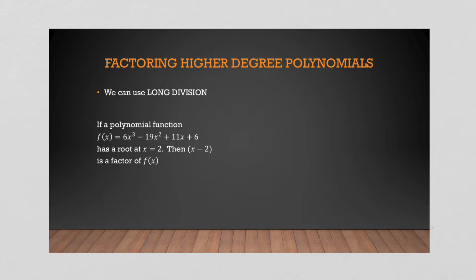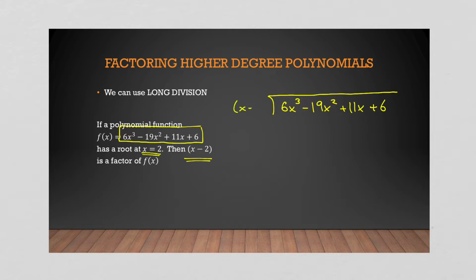Long division. So here we have a polynomial. It's a cubic, power 3, and we're given a root or a factor. If the root is x equals 2, then the factor is x minus 2. And what that means is we must be able to factor out or divide our polynomial by our factor.